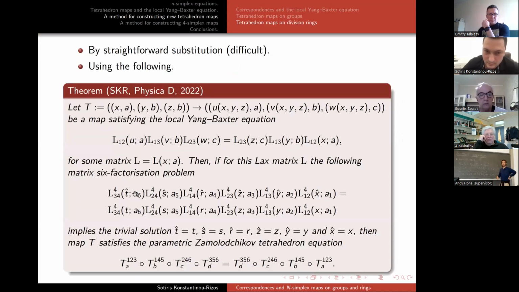So this statement says that if this matrix refactorization implies the trivial solution, then the associated map is a tetrahedron map. So if a matrix from the local Yang-Baxter equation gives you a correspondence instead of a map, then this matrix refactorization will not give you the trivial solution, it will give you something different. And you see what choices you can make so that you get the trivial solution. So the refactorization problem indicates some of the choices that you may make in order to obtain a tetrahedron map.